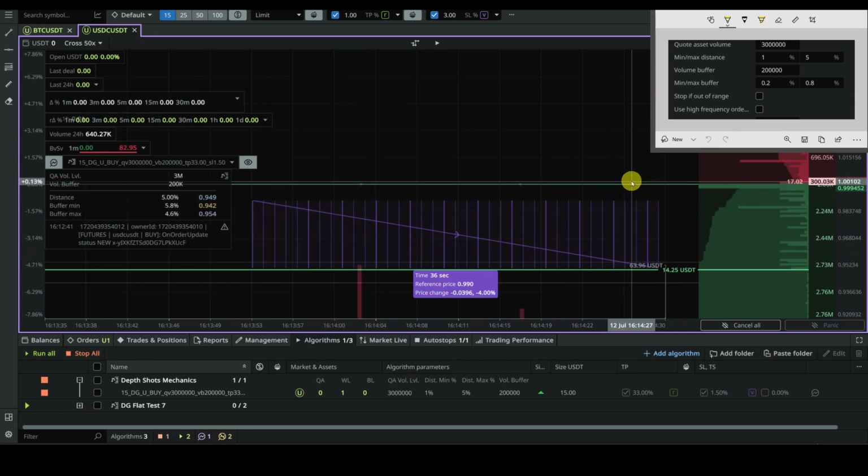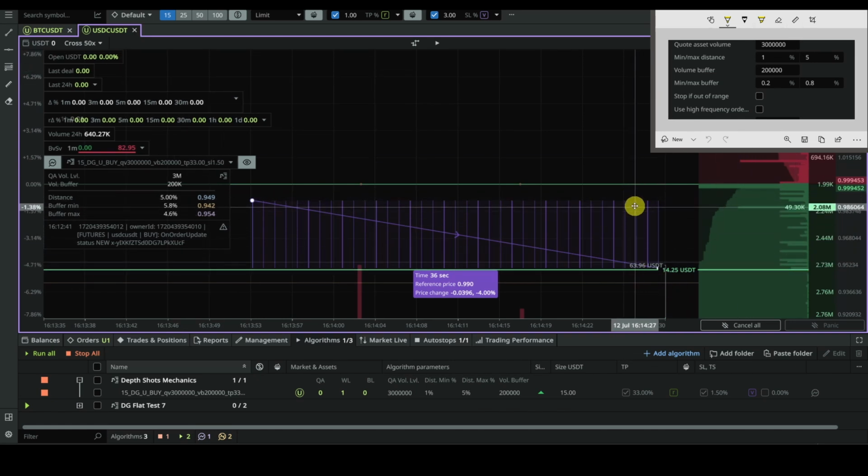But yeah, there is one exception to that, and it's this tick box. Stop if out of range. So if the quoted asset volume that we're looking for is not within this range anywhere in the order book, then the order would not be placed at all. It's gonna sit around and wait until such time where the volume that we're looking for is within the range. So let's just try it out.